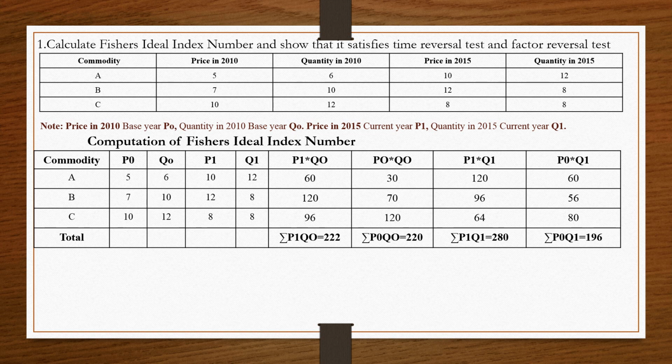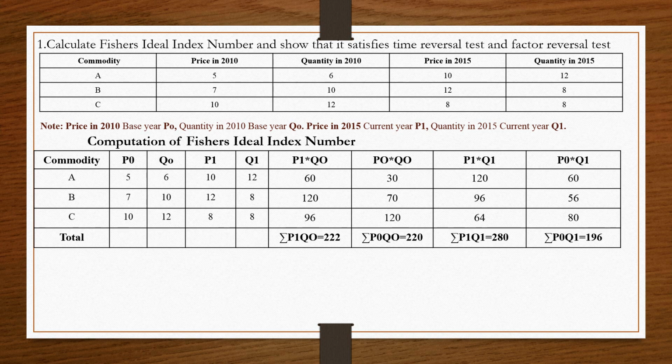So then P1 into Q1. For commodity A, 10 into 12 is 120. For B, 12 into 8 is 96. Then for C, 8 into 8 is 64. Then P0 into Q1. For commodity A, P0 is 5, Q1 is 12, 5 into 12 is 60. For commodity B, 7 into 8 is 56. For commodity C, 10 into 8 is 80.